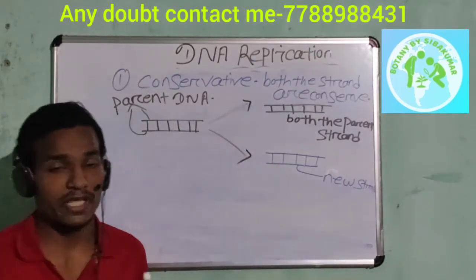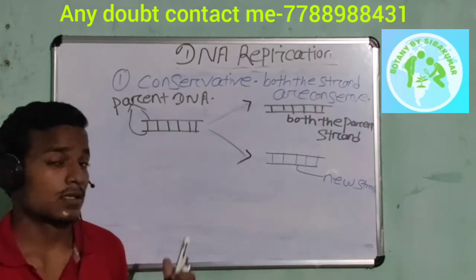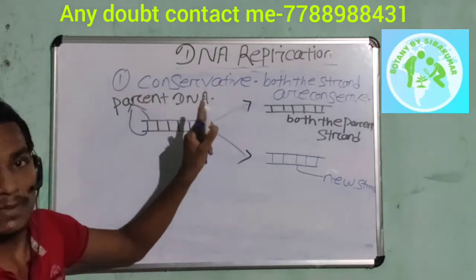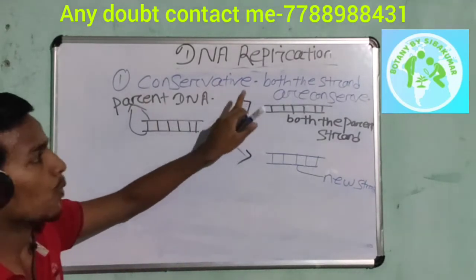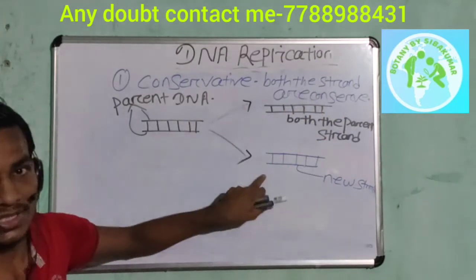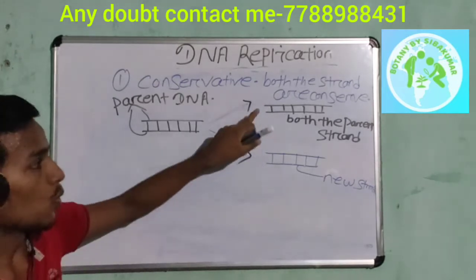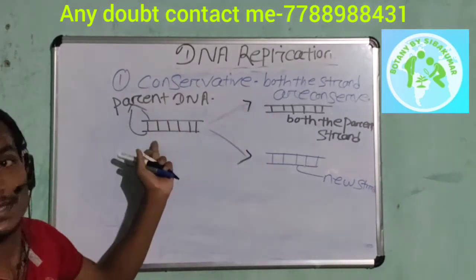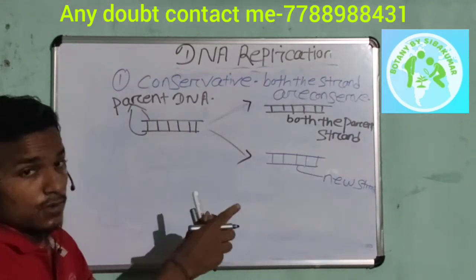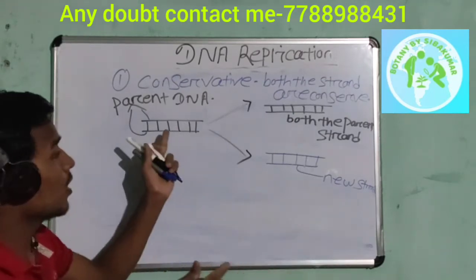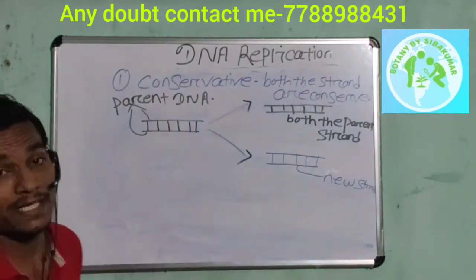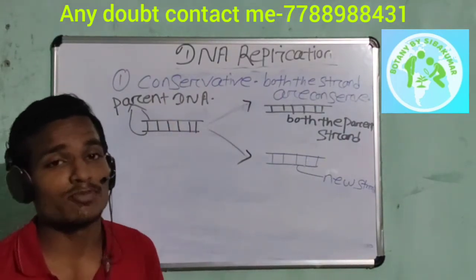Is that clear? DNA replication is of three types. I discussed the first type, the conservative mode of DNA replication. Conservative mode means, as the name suggests, both the strands are conserved. That means if the parent strand forms two daughter strands, one daughter strand is similar to the parent strand, and the other is a newly made strand, completely different from the parent strand. This is known as the conservative mode of DNA replication, and for this replication process there was no experimental proof.